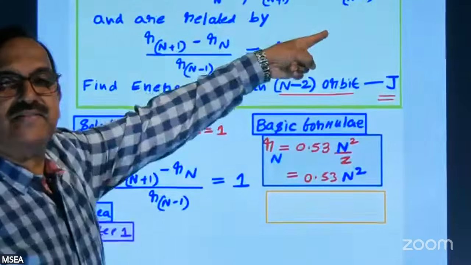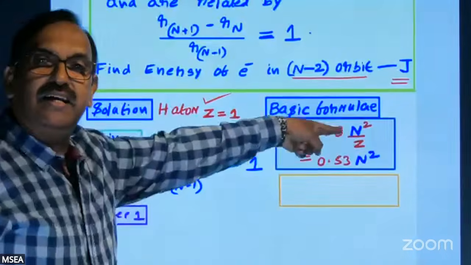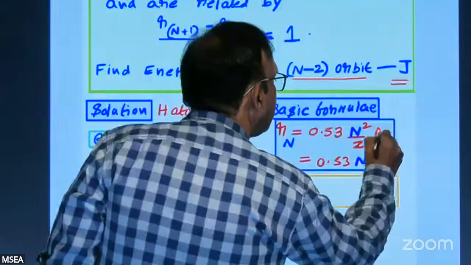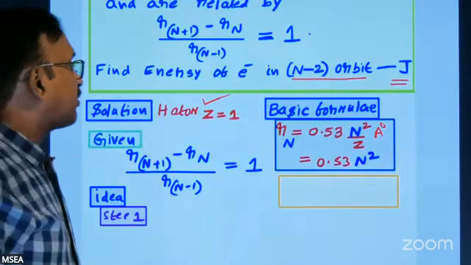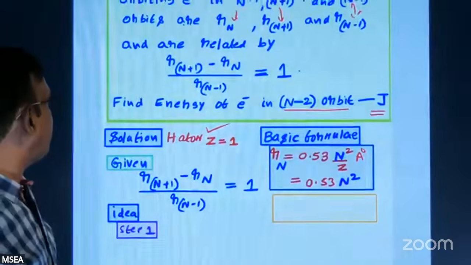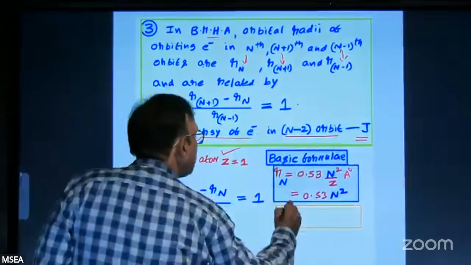What are the things that are required? He is talking about radius. What is the formula for radius of electron in the nth orbit? It is 0.53 into n squared by z angstroms. In terms of angstroms, this is 0.53 into n squared by z angstroms. Okay, now somewhere here we are interested in the energy of electron.